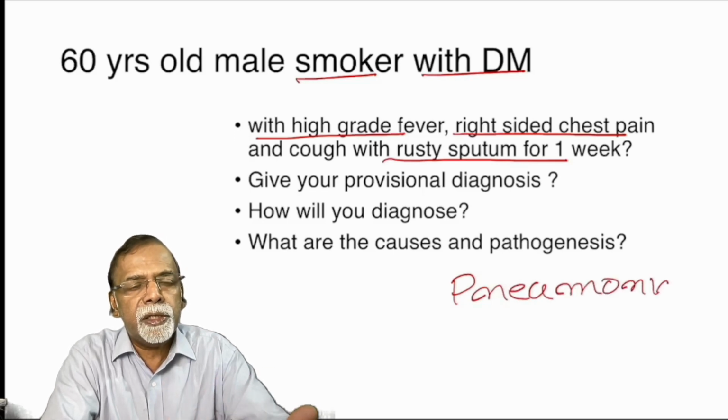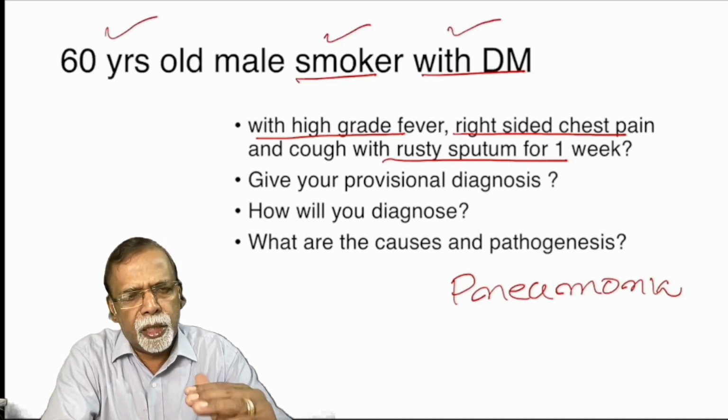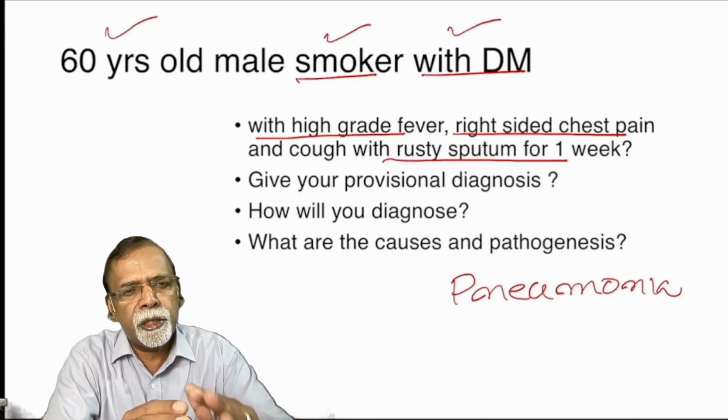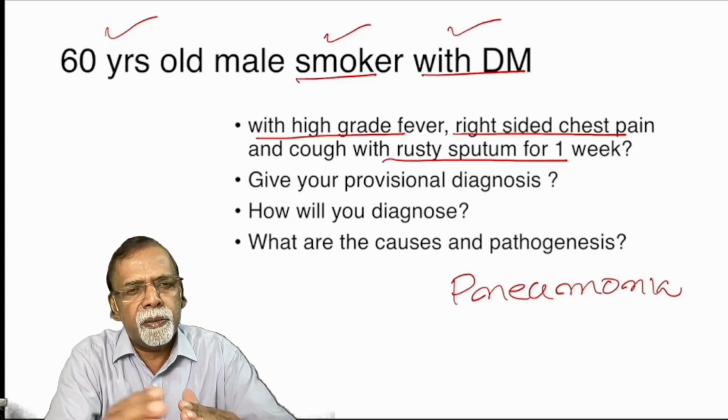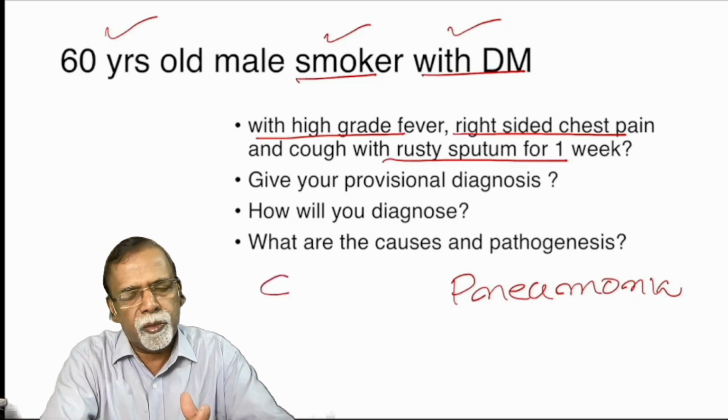So what are the risk factors in this patient? One, the age of the patient; he is a smoker and has a relatively weakened immune system because of the diabetes. So he has a lot of risk factors. Has the patient been in a hospital? Has the patient been in a healthcare system? No. So this is coming from the community. So I can say it is a community acquired pneumonia.